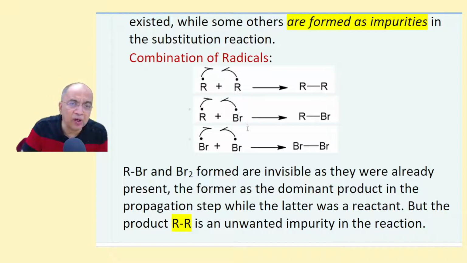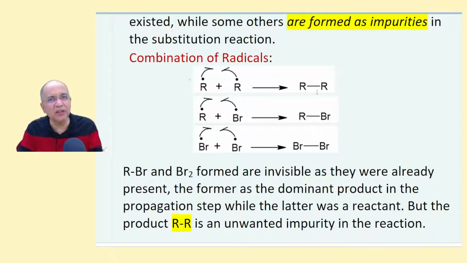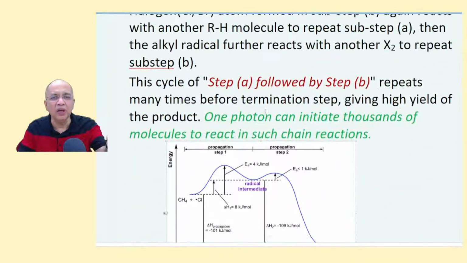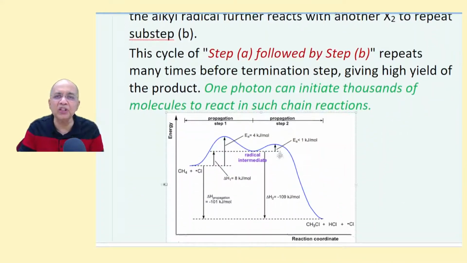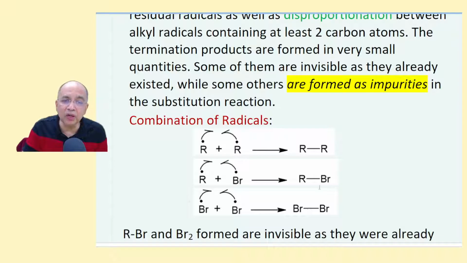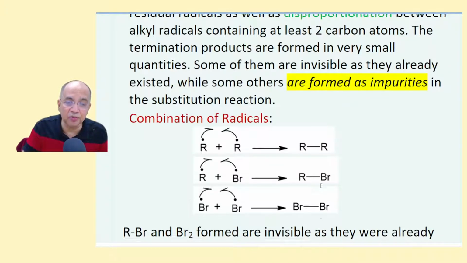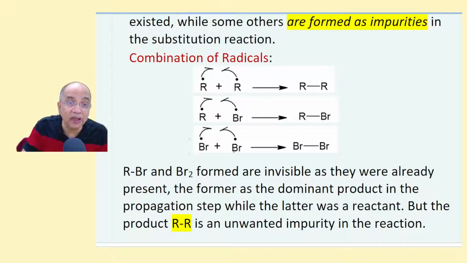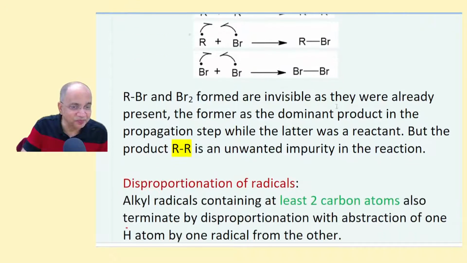And R dot will combine with Br dot. This is not a new one. This is invisible. You can't know because it was already there, predominantly formed as the product in the propagation step. So you can't know whether it is formed during termination or not, but it is formed. Again, bromine dot can react with bromine dot to produce Br2. But this is also invisible because it was already there in the reactant. So this product will surprise you.